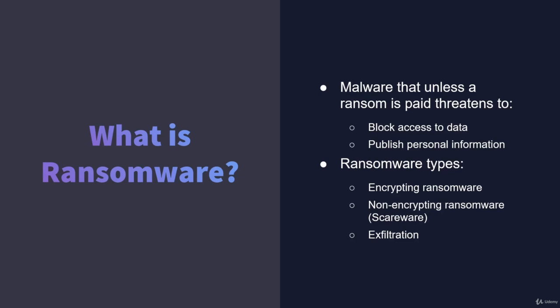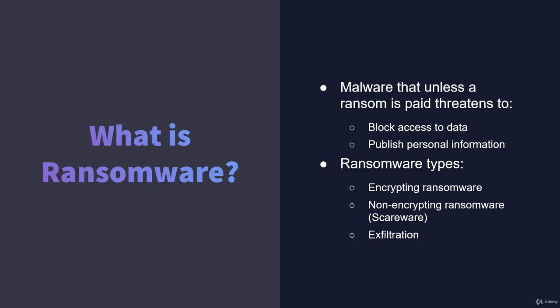The second type is non-encrypting ransomware, also known as scareware. This is a less dangerous malware, which just pretends that it has encrypted the victim's data. For example, such scareware can display an image on the victim's computer saying that the files have been encrypted by ransomware. This would be done in order to scare the victim into paying the ransom. However, in case of scareware, the victim's data is still intact.